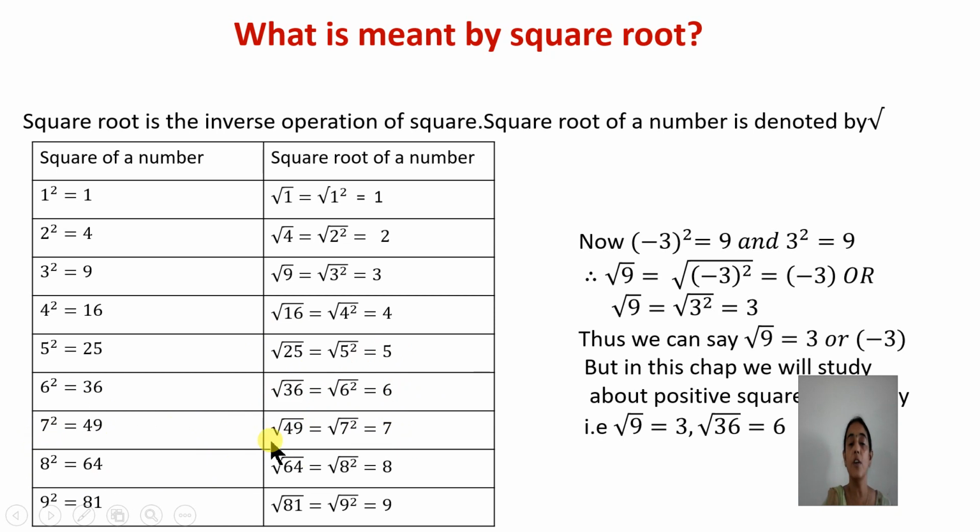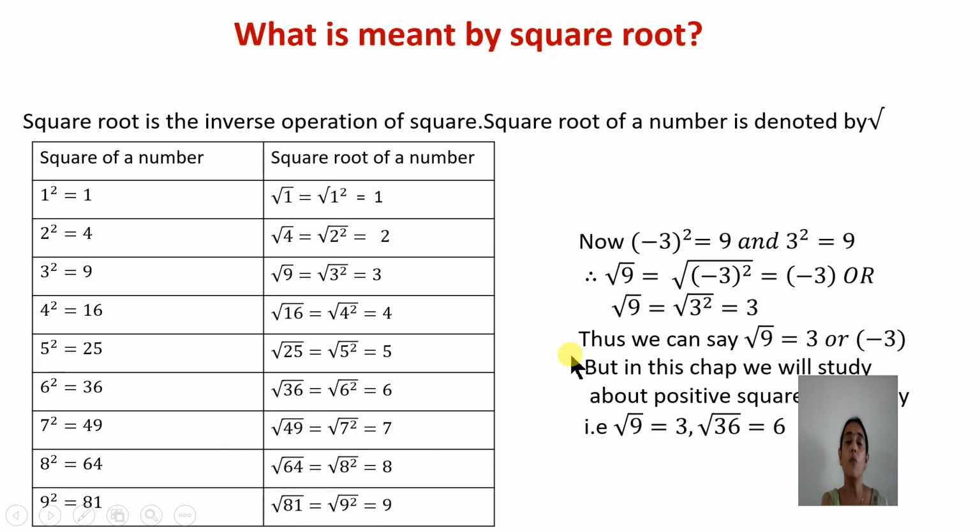Now here we get whole numbers if the numbers are perfect squares. If they are not perfect squares, then we may not get a whole integer, but we may get the answer in decimals. And at present in your syllabus, you have to find the square root of perfect square numbers only. So 8 square is equal to 64, so root of 64 is equal to 8. 9 square is 81, so root of 81 is equal to 9.